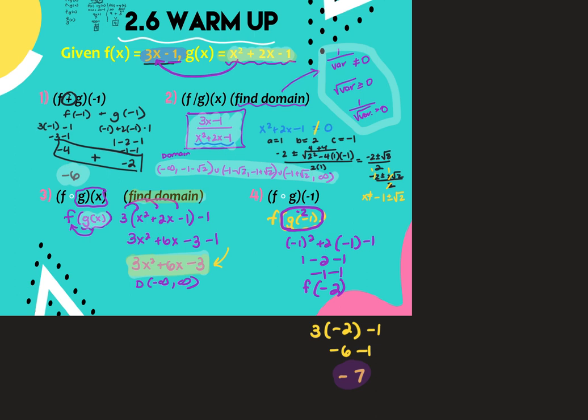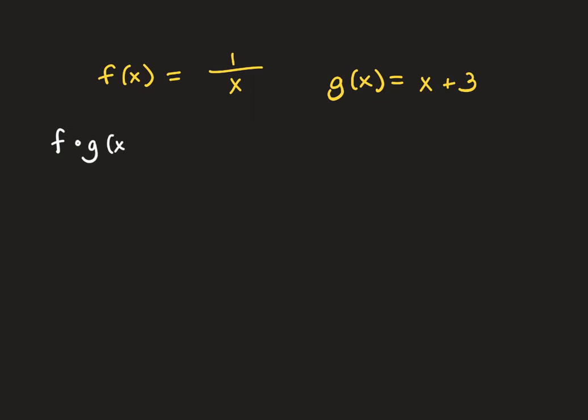Okay, so to give you an example of one in which you have to go back to your original function. Let's say f of x equals 1 over x, and then g of x equals x plus 3. If I do f of g of x, I'm taking the g and plugging it into the f of x. So it would be 1 over x plus 3.